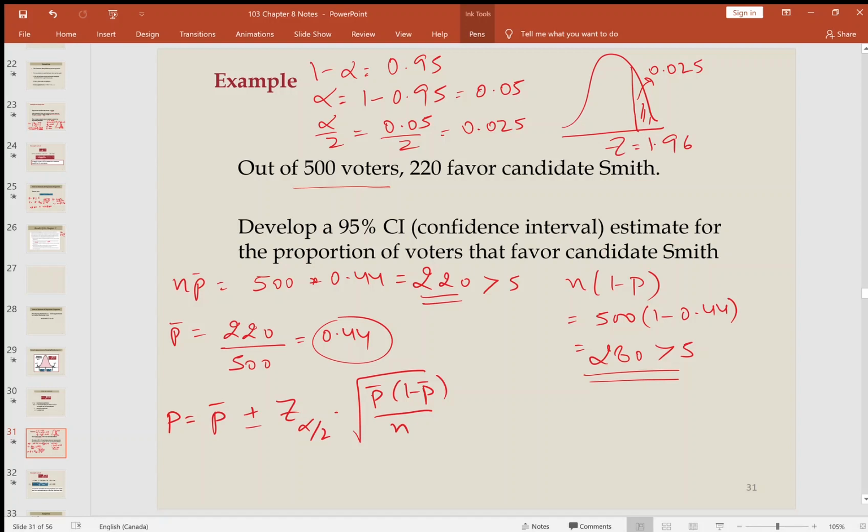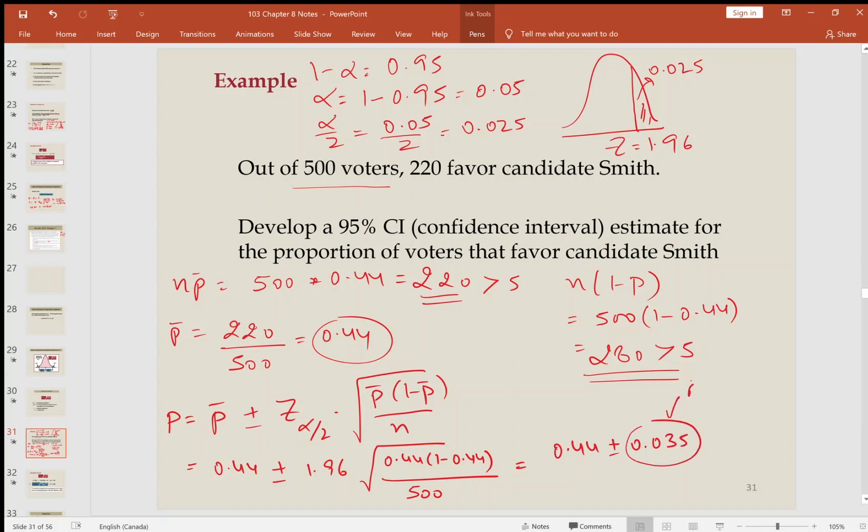Okay, so we've got all the numbers, so let's plug in here. So P is equal to 0.44 plus or minus 1.96 times the square root of 0.44 times 1 minus 0.44 divided by 500. Okay, so that comes to 0.44 plus or minus 0.035. So this 0.035 is the margin of error. So this is the 95% confidence interval of the proportion of people who would be voting for candidate Smith.